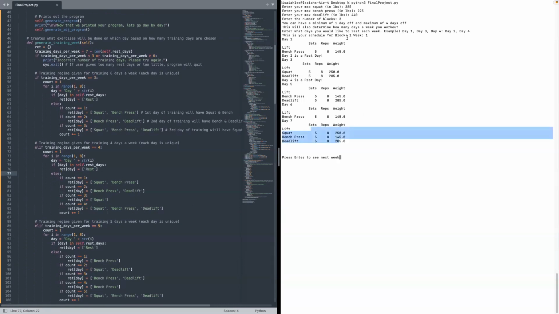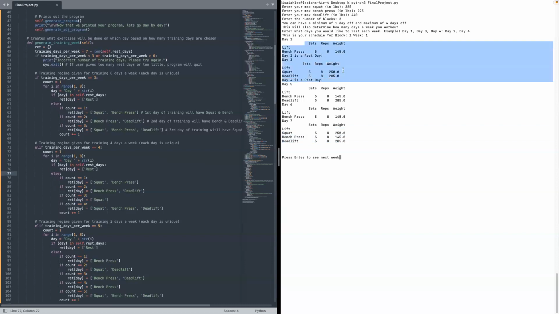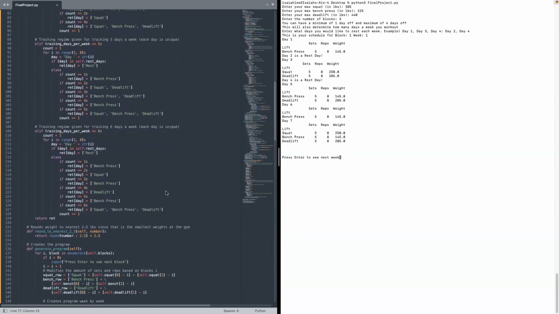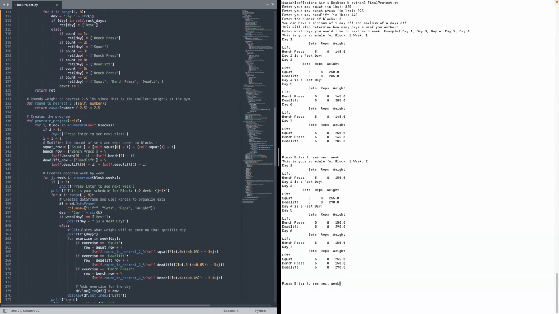And you can see here on my right, I chose 5 days a week to train. So that's the first day you'll bench, third day you'll squat, deadlift, and so on. So moving on, basically, this next week we'll have the same amount of sets and reps, but the weight will increase slightly.